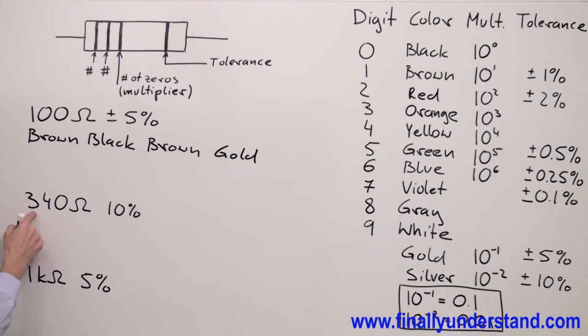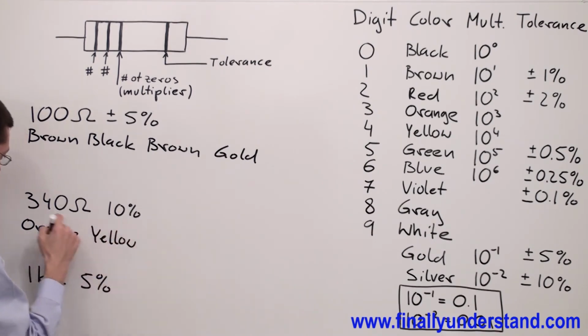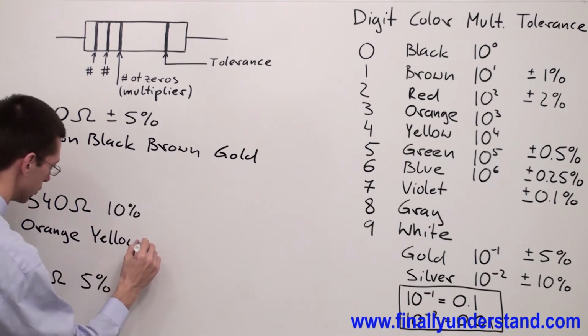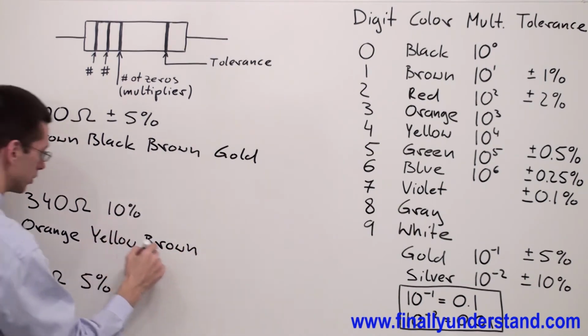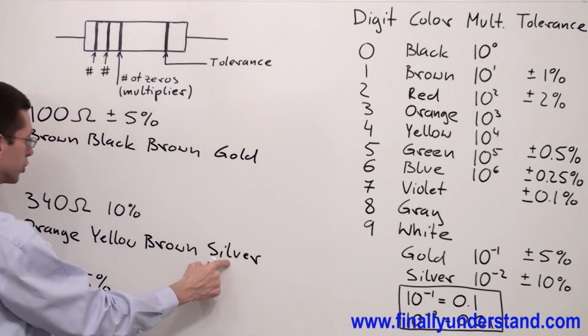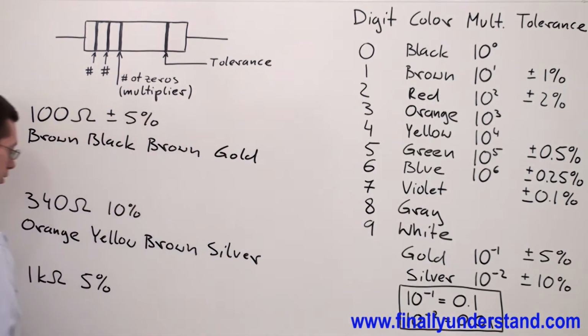I have 340 ohms. I have 3, 4, and 1 0. I have orange. I have yellow, because 4 is represented by yellow. And I have 1 0, that's why I have to write brown. Plus minus 10%, which is silver. At the fourth position, silver represents plus minus 10% of the tolerance.